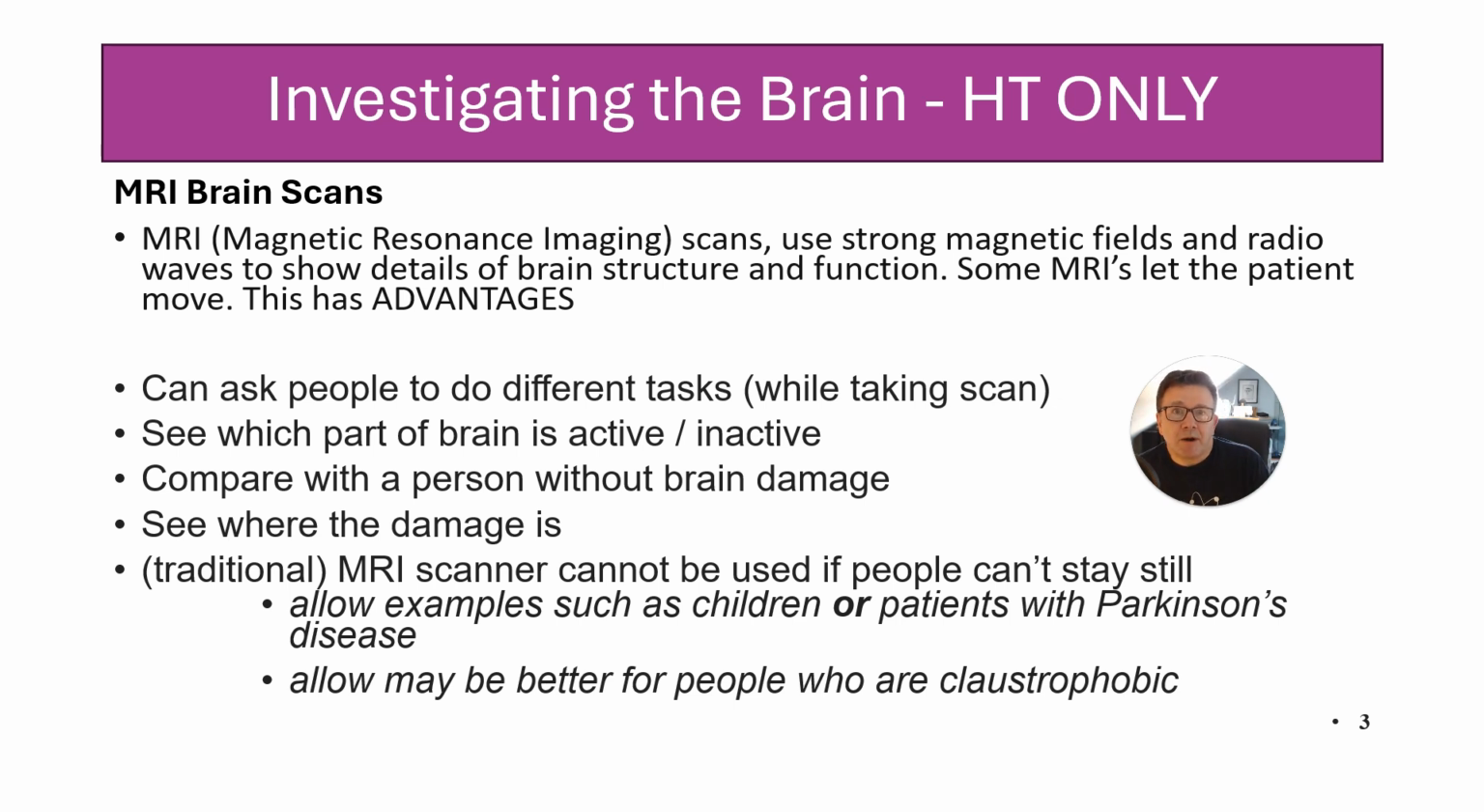And some MRIs do let the patient move. Okay, so there are some real advantages of that. You can ask people to do different tasks. You can see which parts of the brain are active or not active. You can compare with a person who has or doesn't have brain damage, and you can actually see where the damage is as well. Because traditionally, MRI scanners cannot be used if people can't stay still. So that's difficult if you're looking at a child or patients that have nervous coordination disorders such as Parkinson's. Okay, and also it helps if you're claustrophobic as well.